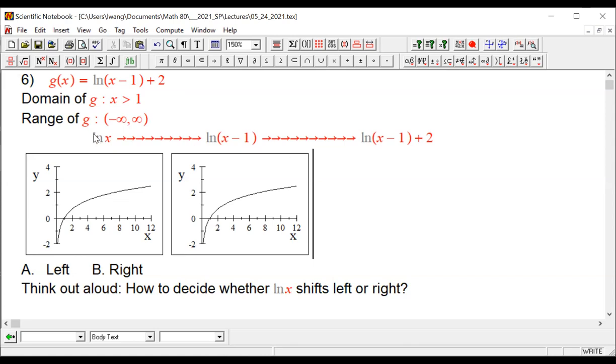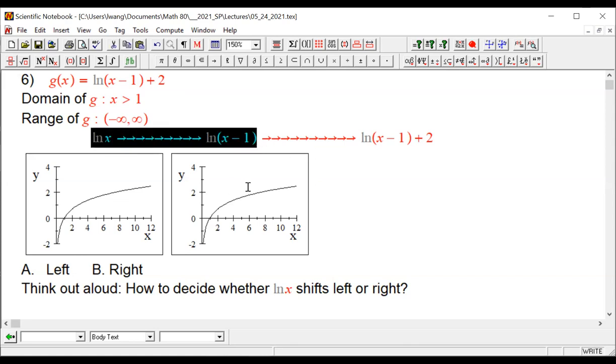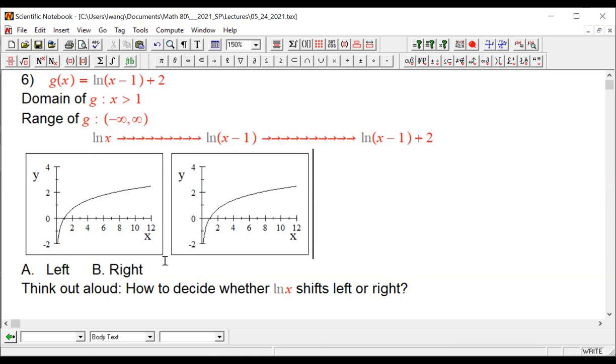Okay, so we have ln x. Well, we only have these two functions in our consideration right now. We're going to do the other one later. And you all agree this is going to be just either left or right, right? So now we decide whether this is going to shift to the right or to the left. How do we decide?